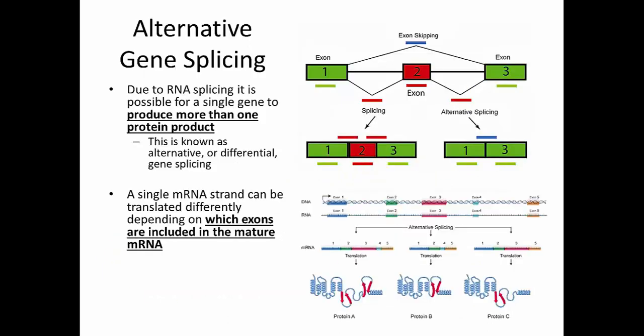Now, earlier I talked about RNA splicing. RNA splicing is significant because it allows for what's referred to as alternative gene splicing. Alternative gene splicing is really interesting because it's a way to take a single RNA product and splice it into different mature RNA molecules.